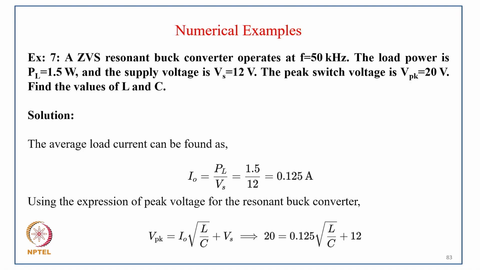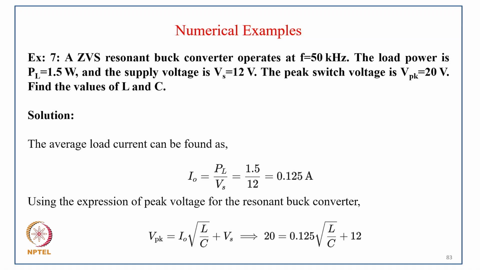So coming to example 7, a ZVS resonant buck converter operates at F equal to 50 kilohertz. The load power is PL equal to 1.5 watt, and the supply voltage is VS equal to 12 volt. So peak switch voltage is VP equal to 20 volt. Find the value of L and C.